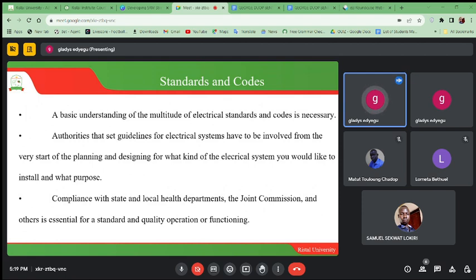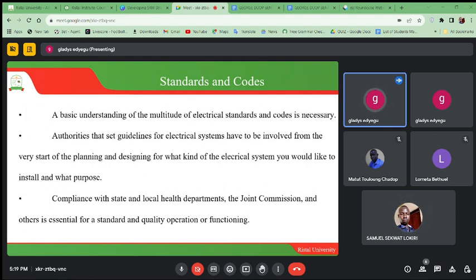So following these standards and the codes during the time of installation of these different machines and the different plants of either power, water in our different sections of the hospital is very, very important. Some of the authorities that set guidelines for electrical systems have to be involved from the very start of the planning and designing for what kind of electrical system you would like to install and what purpose it's going to play.